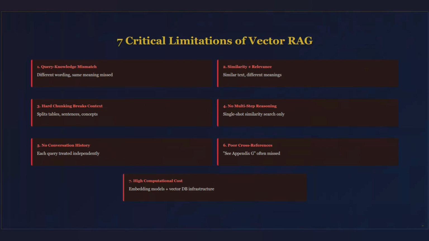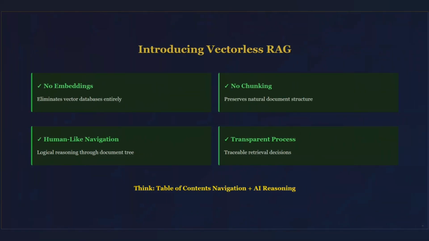Enter Vectorless RAG. Vectorless RAG flips the script entirely. Instead of mathematical similarity, it uses logical reasoning. It eliminates embeddings completely. No vector database is needed. It avoids artificial chunking by preserving natural document structure like pages, sections, and headings. It retrieves information the way a human would, by navigating through a table of contents, understanding context, and making logical decisions. And most importantly, the retrieval process is completely transparent and traceable. You can see exactly why the system chose specific sections.